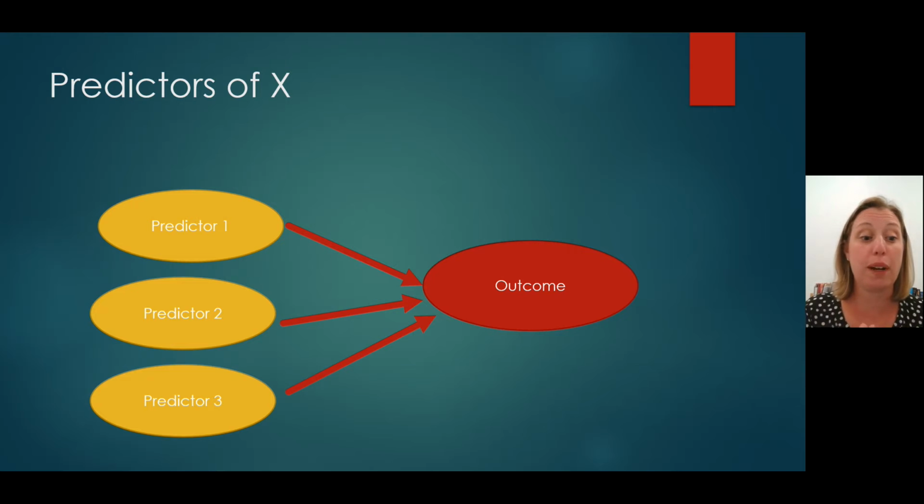So there's two different ways that I think are useful for structuring their paper. The first is predictors of X. So X is going to be whatever topic it is you're interested in. And then the second one is the outcomes of X.